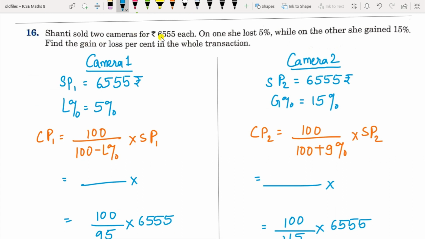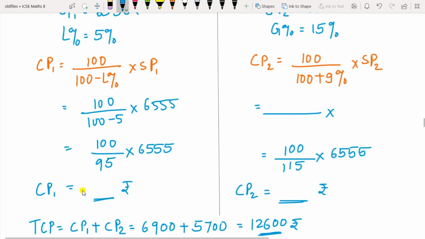Shanti sold 2 cameras for 6,555 each. On one she lost 5%, on the other she gained 15%. Find the gain or loss percent in the whole transaction. So 2 cameras, the selling price is the same for both. On the first camera it is a 5% loss, on the second it is a 15% gain. So for the first one you have to substitute the values. It will be 100 upon (100 minus 5) multiplied by 6,555. So the cost price of the first camera is 6,900 rupees, that is CP1.